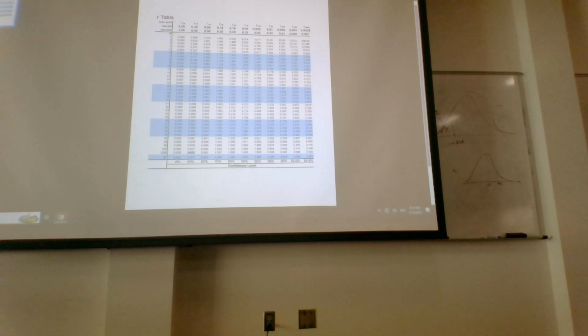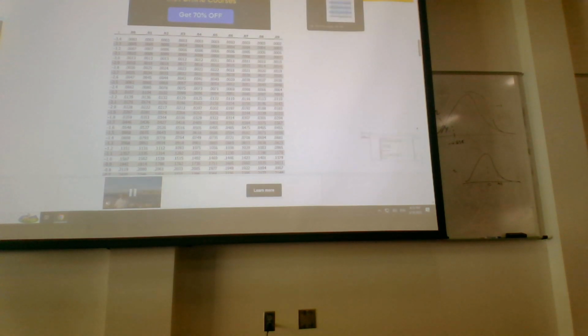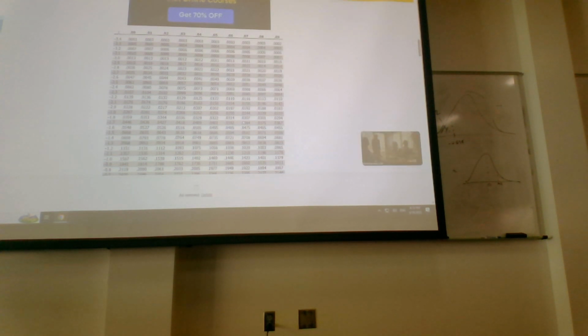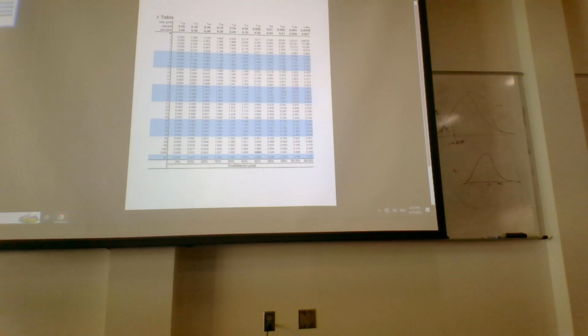That's a nice little revision. This is actually what we're looking for. Let's say I was looking for 0.025. 0.025 is negative 1.96. And right here we see that 0.025 one-tailed with really high degrees of freedom is 1.96. You see how it's the same as the Z distribution when we get really high degrees of freedom.